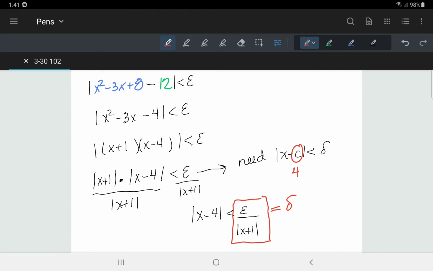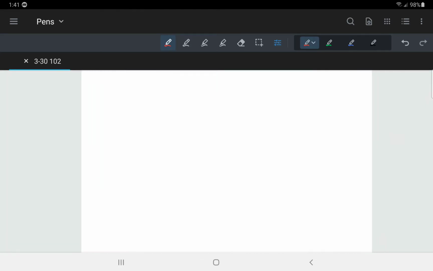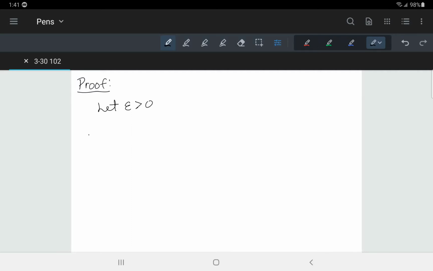Okay, so now that we found delta, we can do the proof. So our proof will start, and we will let epsilon be greater than 0, because for every epsilon greater than 0, if we have the absolute value of x minus 4 is less than delta, but remember we said delta should be epsilon divided by the absolute value of x plus 1. Now we can begin the backwards manipulation of this. So we multiply both sides by the absolute value of x plus 1.